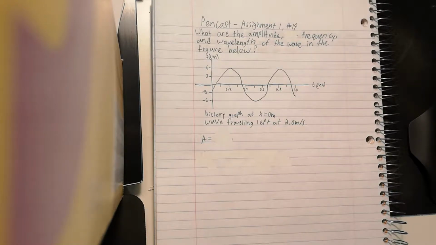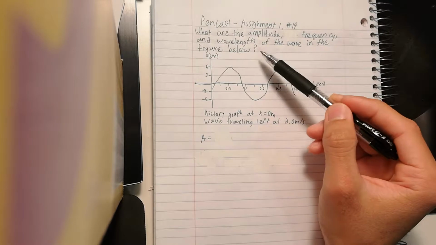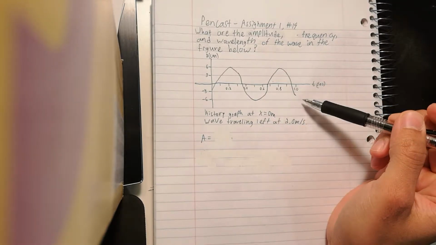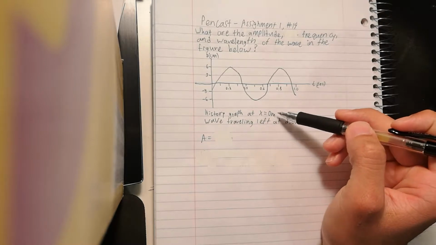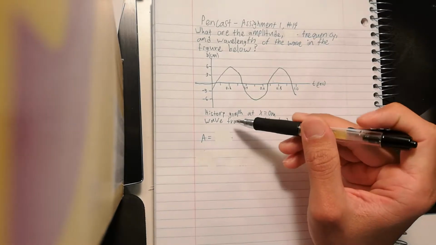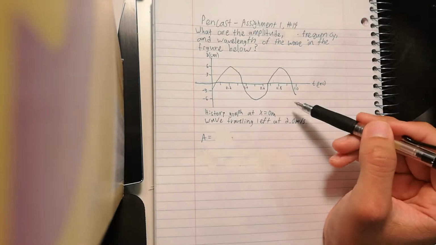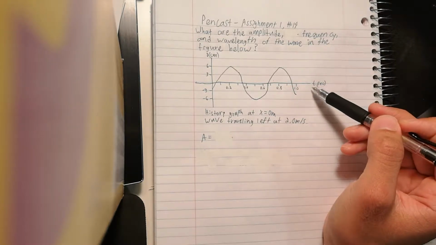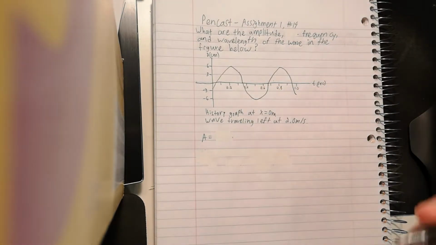So for this pencast, we're going to be doing problem number 14 on assignment 1. This problem wants us to find the amplitude, frequency, and wavelength of the wave in this figure. They tell us that this is a history graph at x equals 0, and this wave is traveling left at 2.0 meters per second. It's also worth noting that the time is in seconds and the displacement is in centimeters.